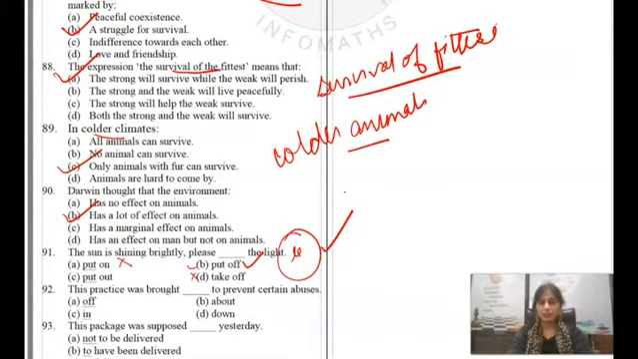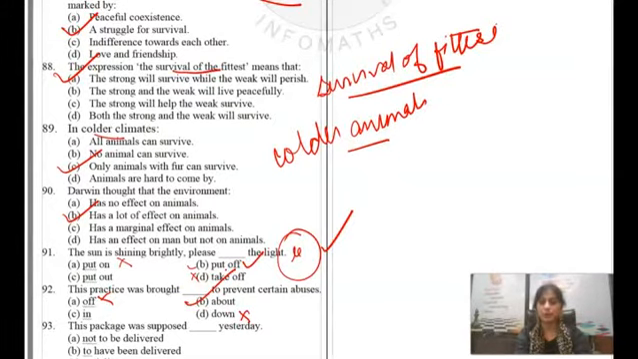This practice was brought dash to prevent certain abuses. Brought off. So again, we have to put up a positive word because practice is in association. Practice chal rahi hai. So again, off is a negative preposition. Down is a negative preposition. Remove it. We are left with two prepositions, in and down, and in and about. So the final answer is B.